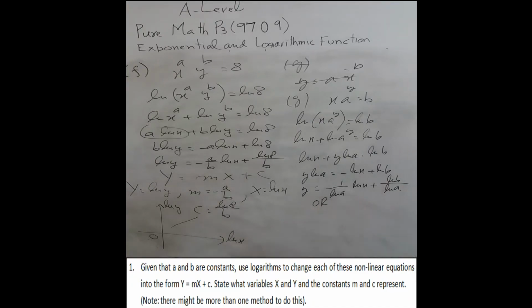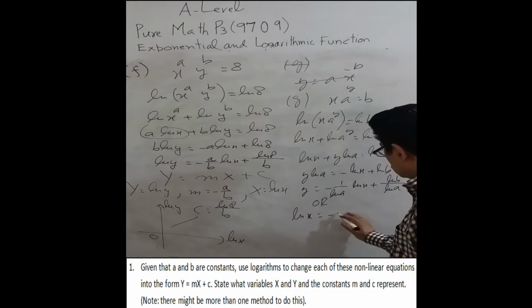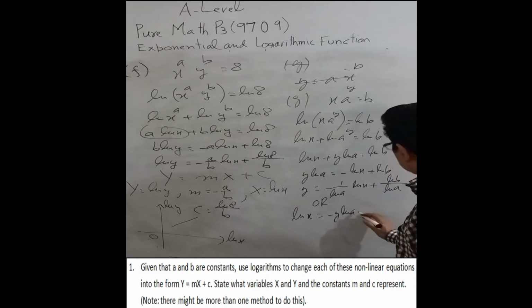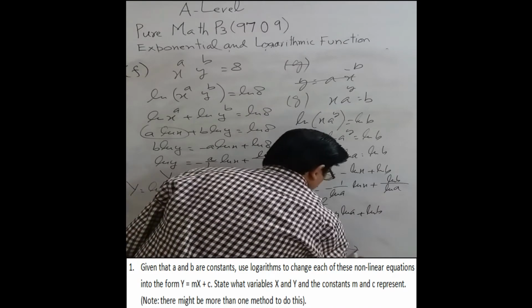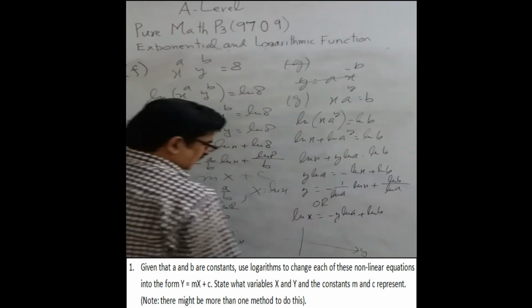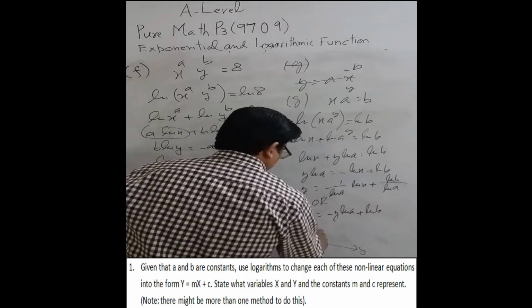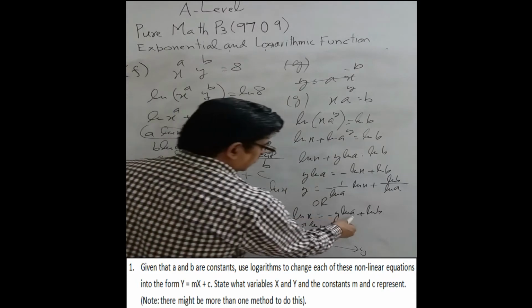Another form of this is also that you can write it like this, that ln x is equal to minus y ln a plus ln b. So these both forms will be acceptable. And if you take this form, then it means that now you are taking y along x-axis. This is your y-axis, horizontal axis, and this is ln x. So it's linear in these variables, and gradient is minus ln a, and y-intercept is ln b.